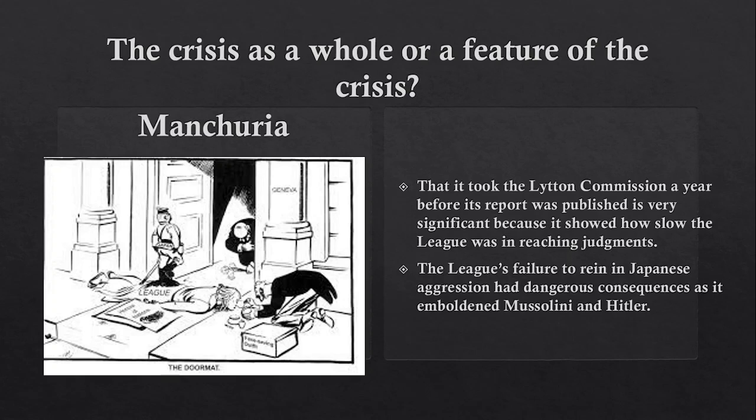So in considering the Manchurian crisis, I offer the 2 examples. That it took the Lytton Commission a year before its report was published is very significant because it showed how slow the League was in reaching judgments. The League's failure to rein in Japanese aggression had dangerous consequences as it emboldened Mussolini and Hitler. I hope you see what I'm trying to do for you there.